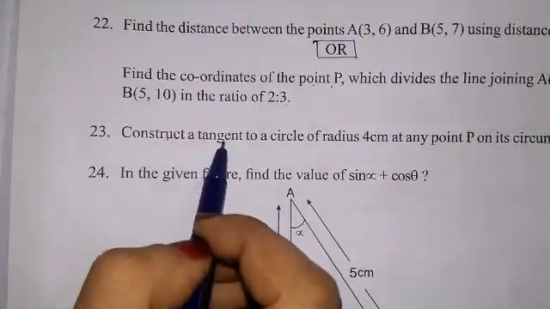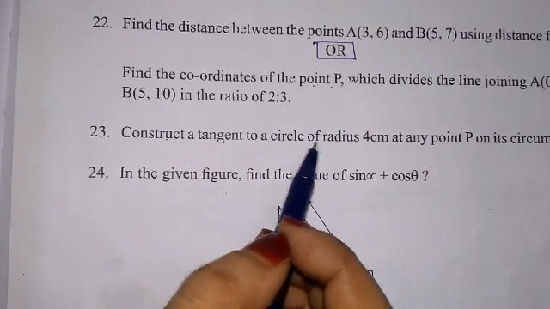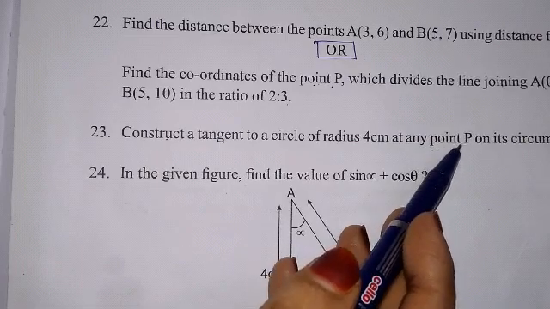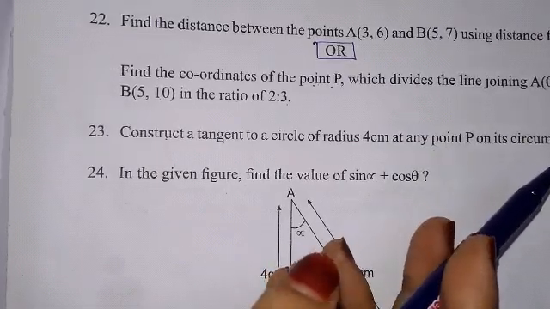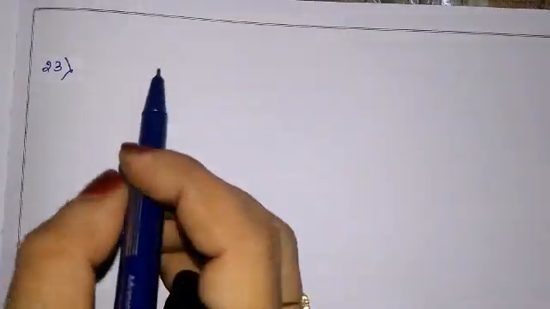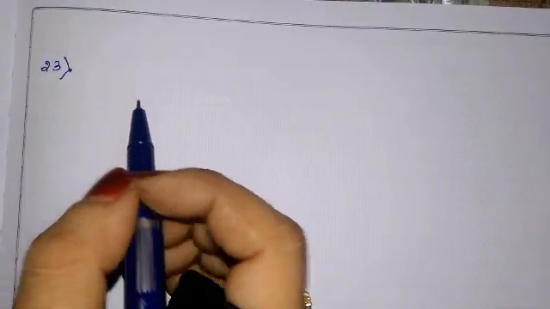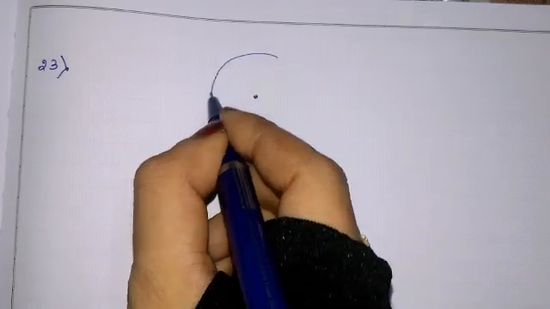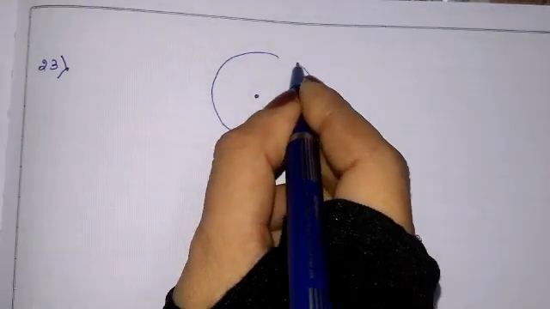Construct a tangent to a circle of radius 4 cm at any point P on its circumference. So here this is a bit different construction. Nothing you have to do. Question 23. I don't have a geometry box near me, so I will show you here. Construct a tangent to a circle of radius 4 cm. You have to draw one circle of radius 4 cm.